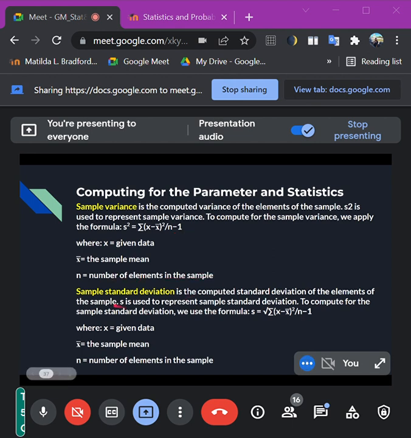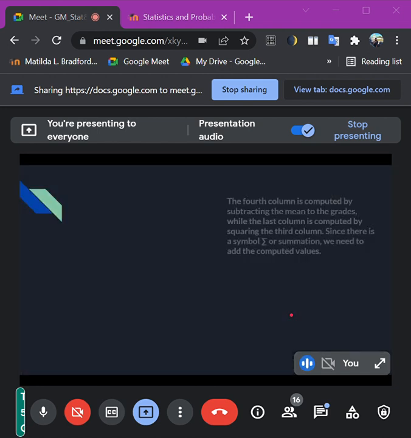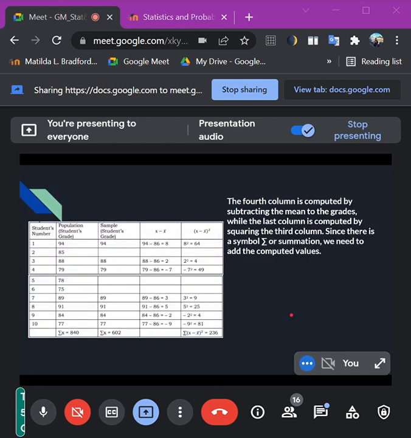Okay. And then for standard deviation, same as well. S na siya, and then it is the square root. But, same again. Given minus sample mean squared over n minus 1. And now, we're going to have our standard deviation and our sample mean. Okay. Sample standard deviation and sample variance.